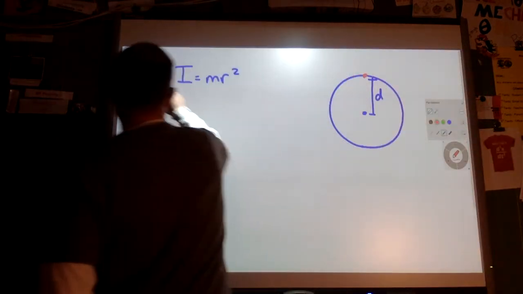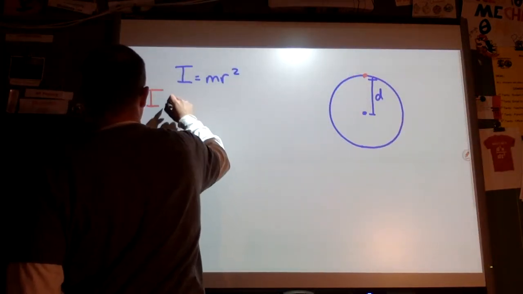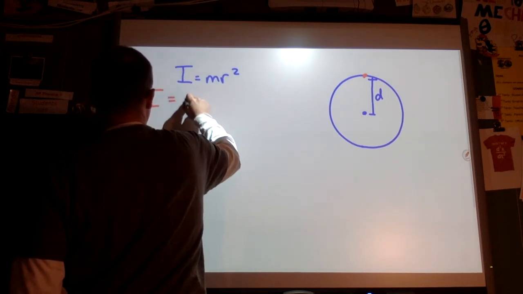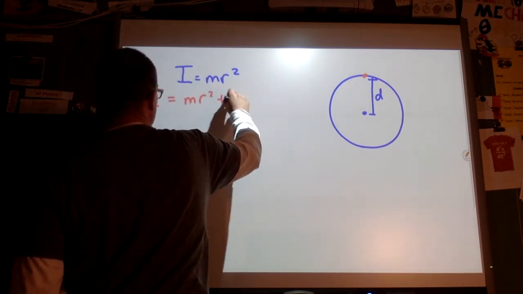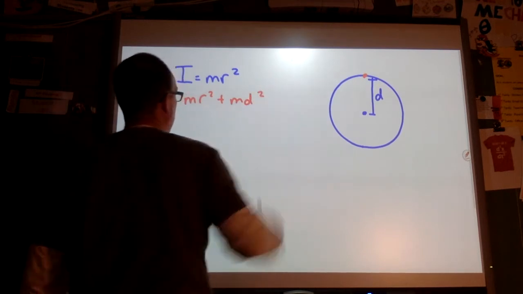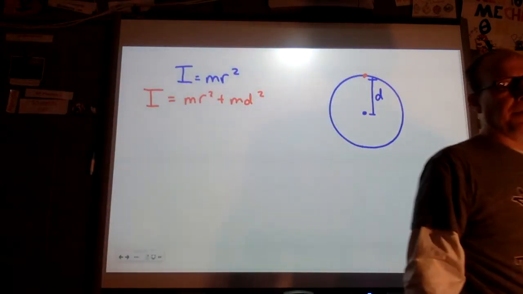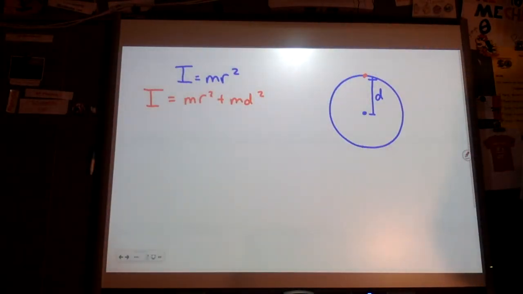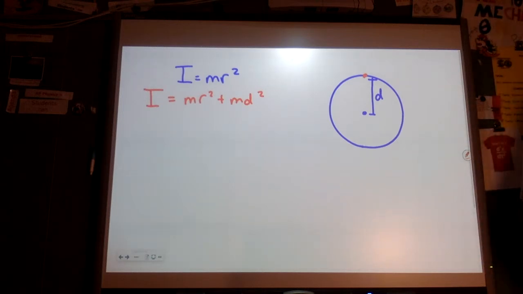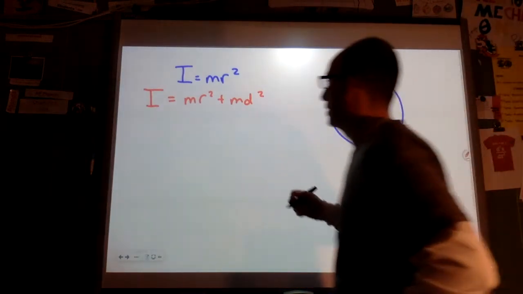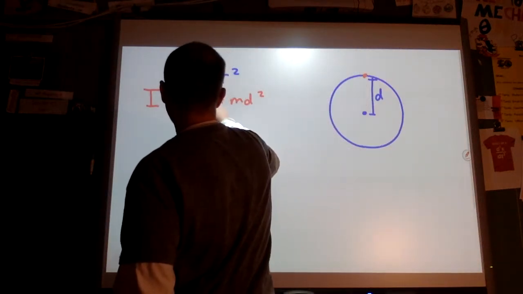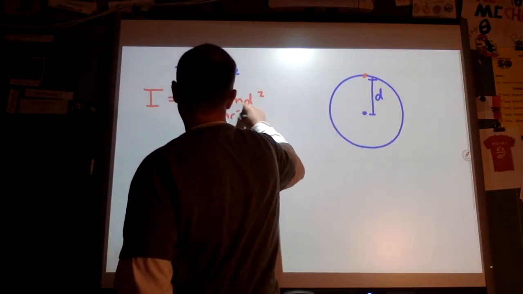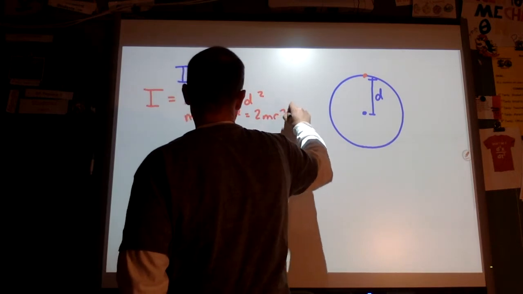So the parallel axis theorem tells us that this is going to be equal to our initial moment of inertia plus m times d squared. And it turns out that in this case, d is r, because it's the radius. And so this is going to be mr squared plus mr squared, or 2mr squared.